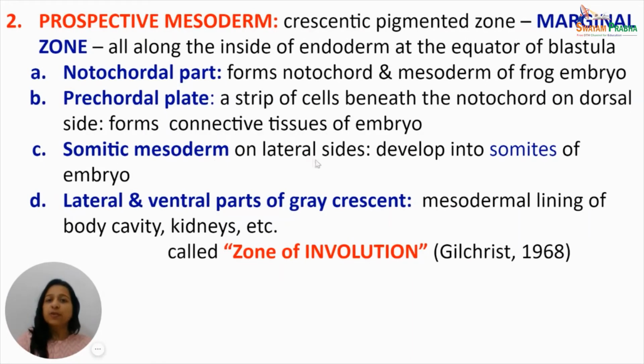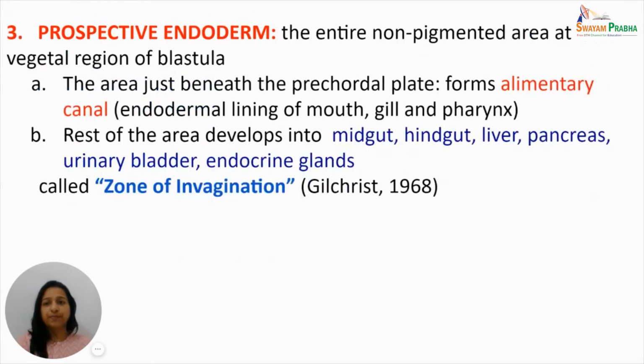Somatic mesoderm is present on the lateral sides. It helps in development of somites of the embryo. The lateral and ventral parts of the Gray Crescent develop into mesodermal lining of the body cavity, kidneys, heart, etc. The prospective mesoderm is called the zone of involution because the cells undergo involution during gastrulation. They involute to the inside of the embryo to form mesoderm.